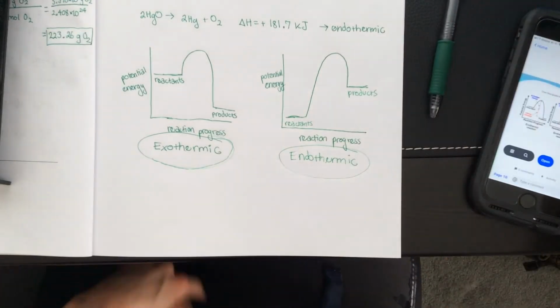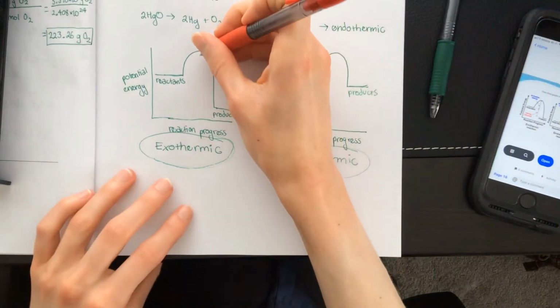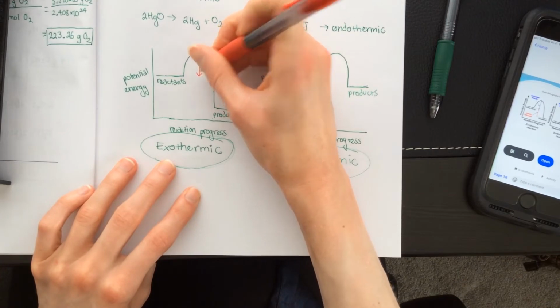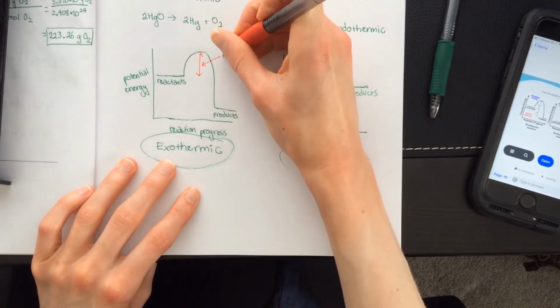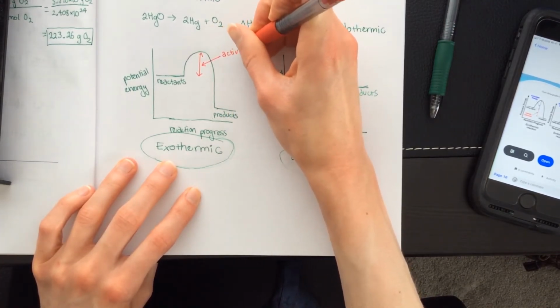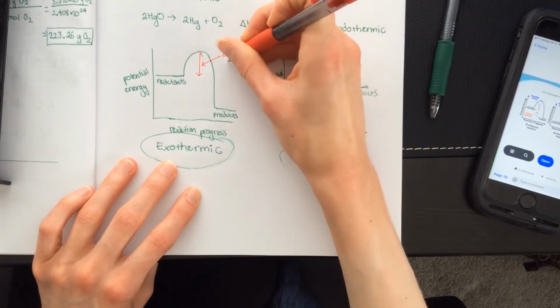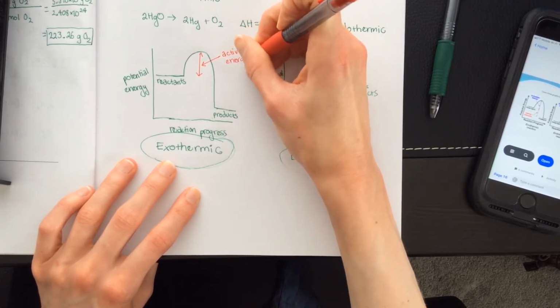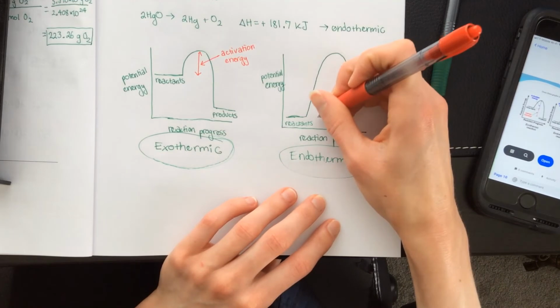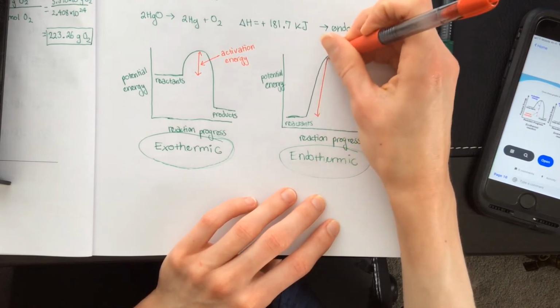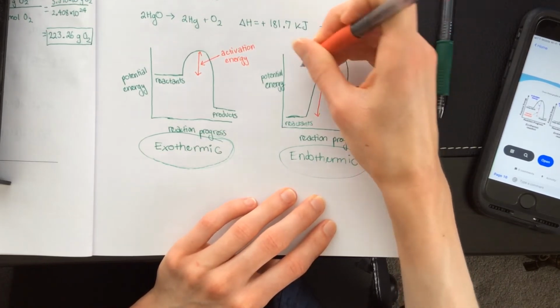Okay, a couple other parts of these graphs that are good to know. This distance right here, this is the activation energy. Remember from 9.2, that's the energy needed to get the reaction going. So you'll notice this reaction has a way bigger activation energy than the first one.